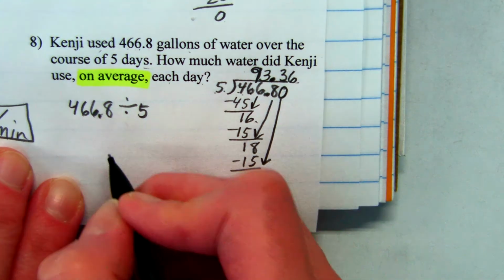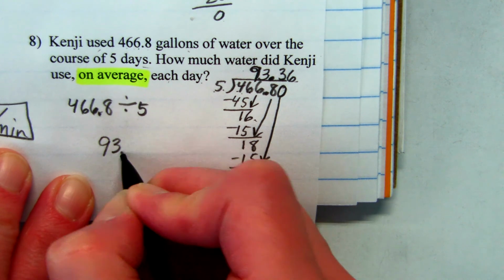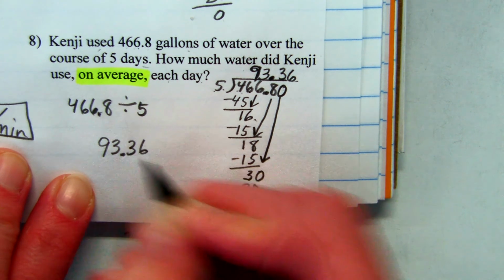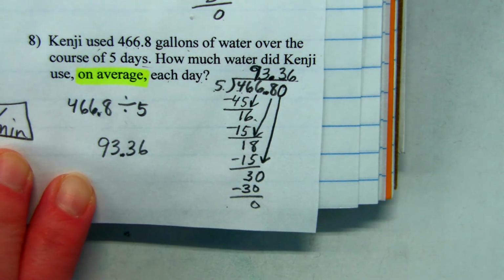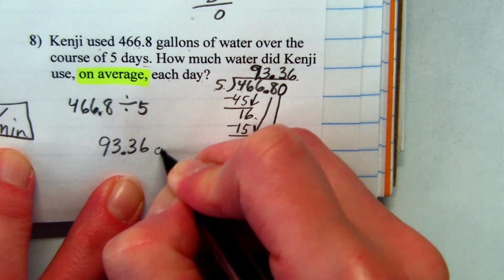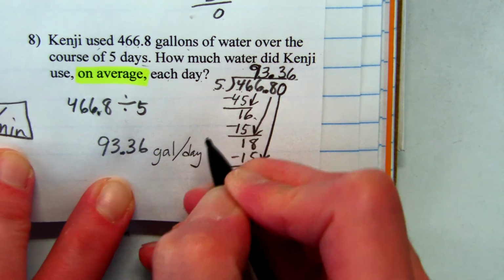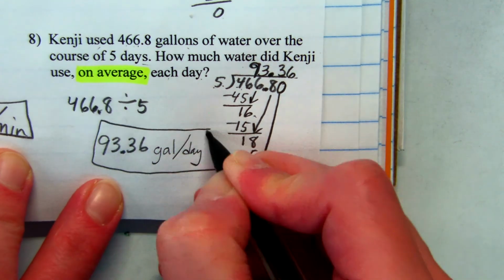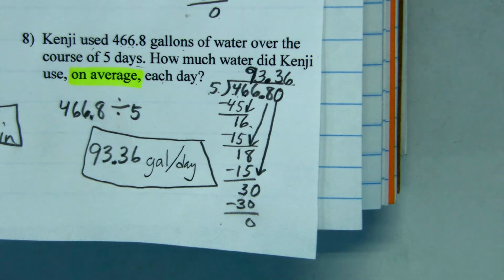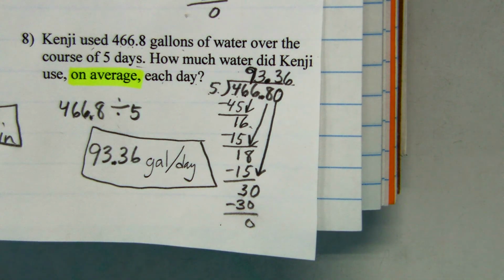So what kind of label am I going to put on my final answer? 93.36 what per what? Gallons per day. So I could abbreviate gallons, G-A-L, per day. And so on story problems, we should label because it's not like I'm using 93 milliliters, I'm not using 93 quarts, 93 cups. It's important that we know how much that is.